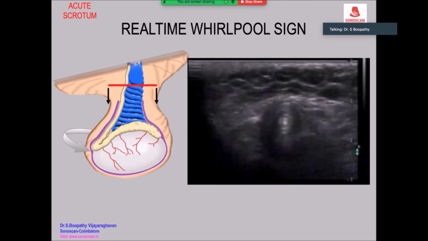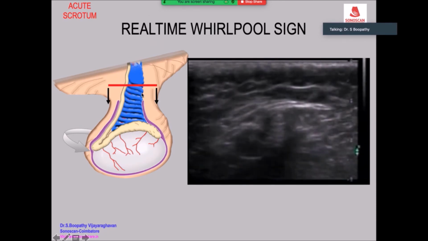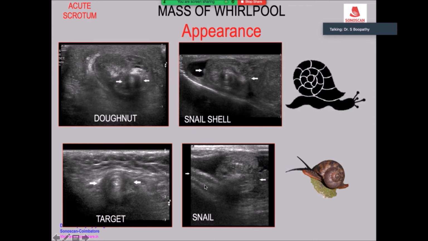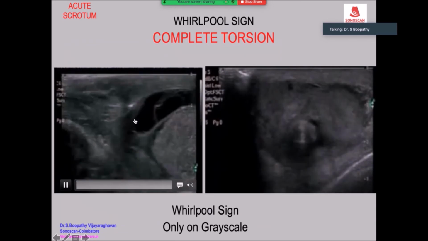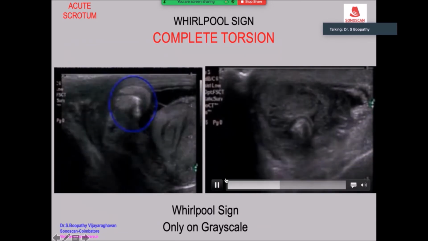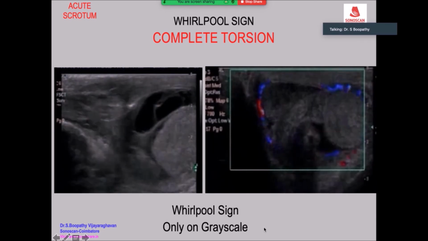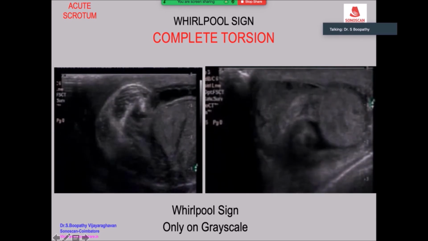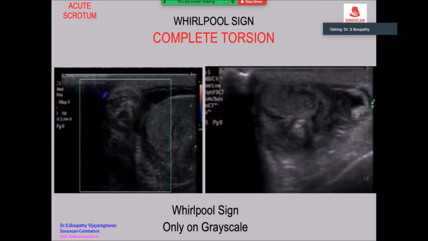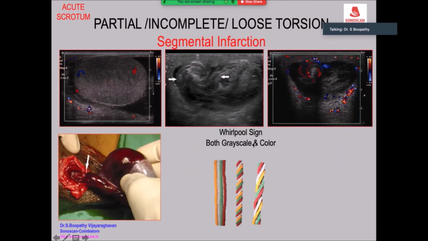the scan of the spermatic cord. You move the transducer, like showing the snail and the shell. So the whirlpool sign is seen only on grayscale. What does that mean? That the vessels are not seen to go round and round. That means the vessels are compressed, on grayscale as well as color.